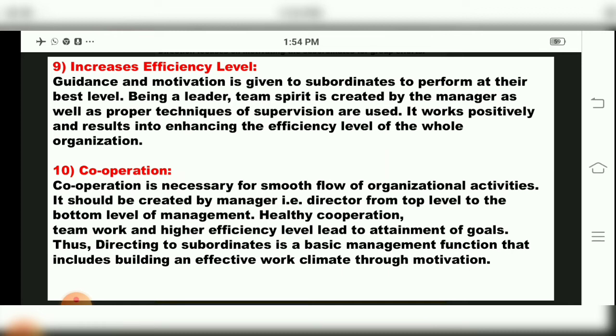So thus directing the subordinates is a basic management function, which includes building an effective work climate through motivation. The last importance of direction is what? Directing says coordination should be there between higher level management, middle level management and low level management. Employee, boss and management should have coordination and teamwork. They should have a healthy relationship, children.